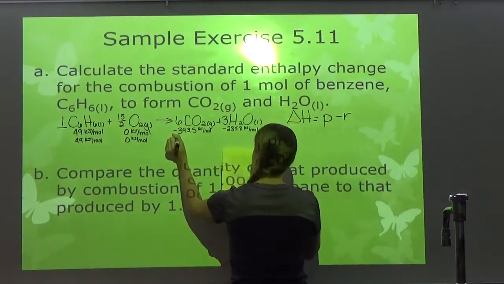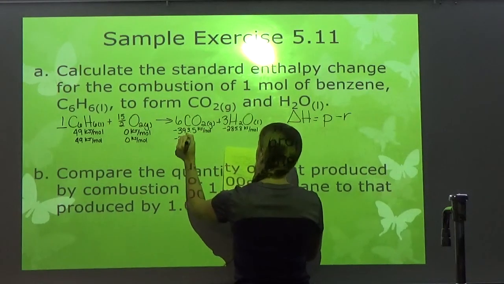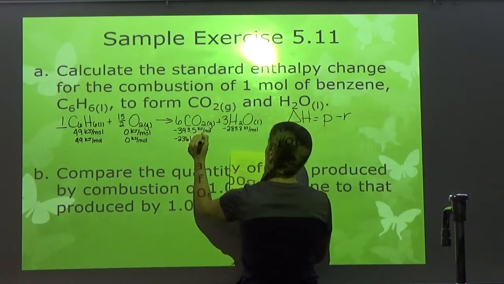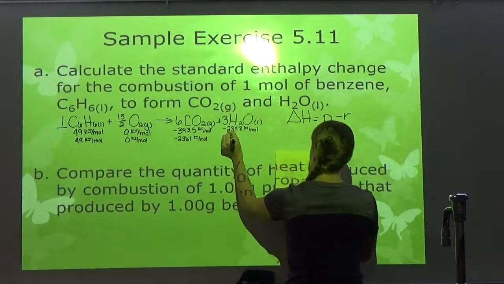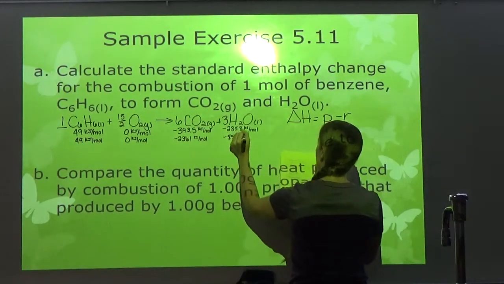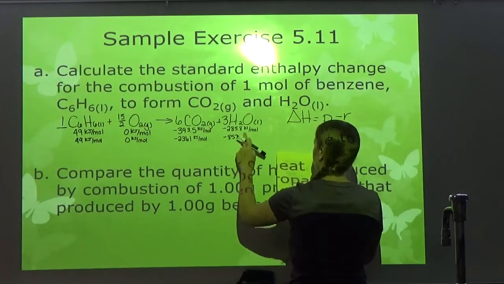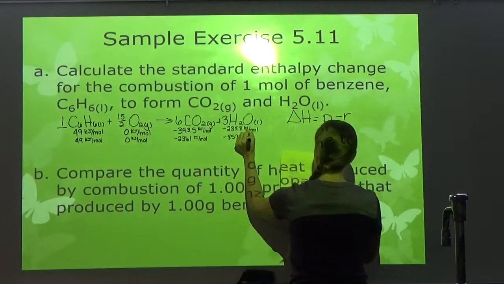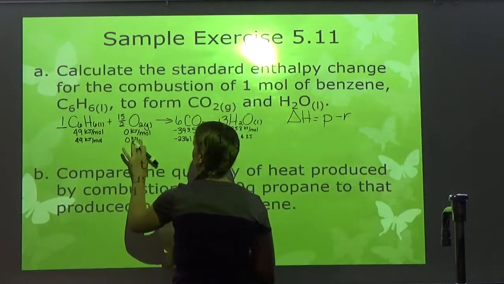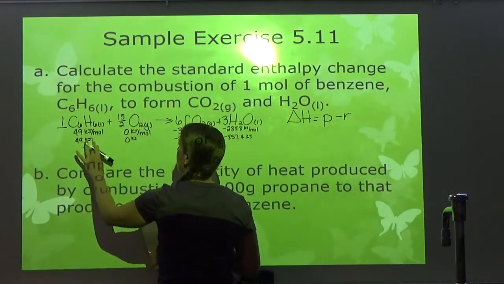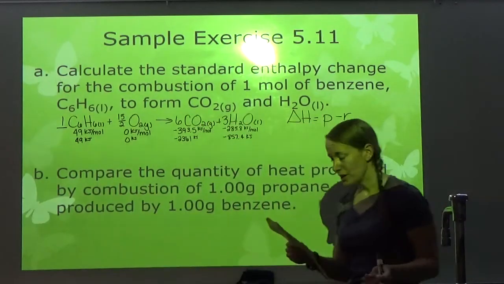So that becomes negative 2,361 kilojoules per mole. And then this one, I have 3 moles, so I need to multiply it by 3. It becomes negative 857.4 kilojoules. Alright, oops, sorry, I forgot to drop my per mole for each of these. Sorry about that. Because we multiplied by how many moles we had. So now it's just kilojoules.